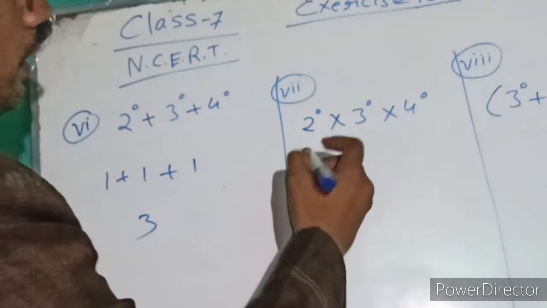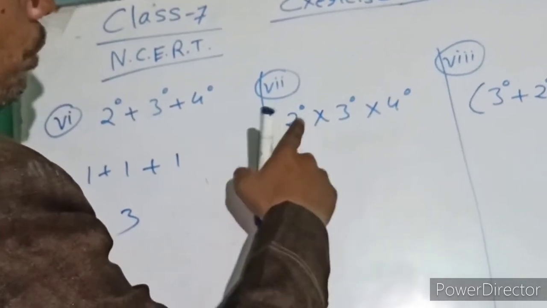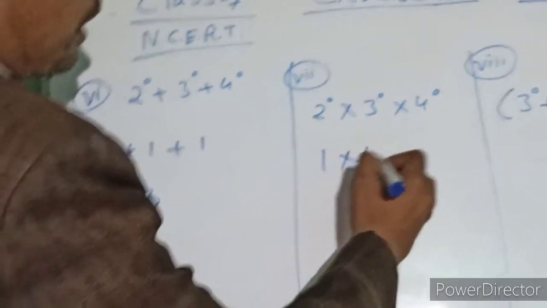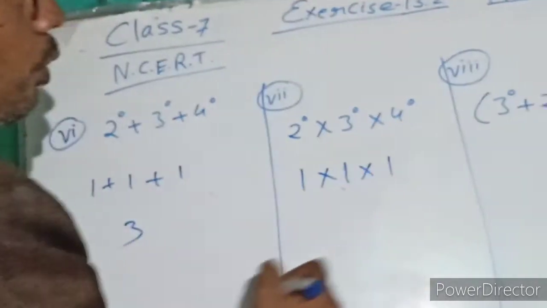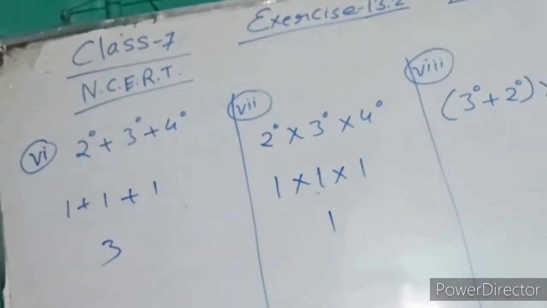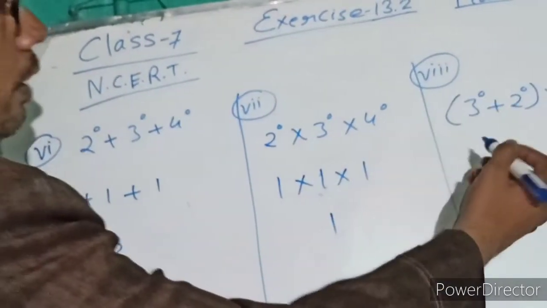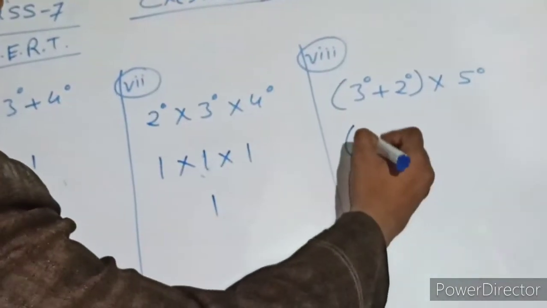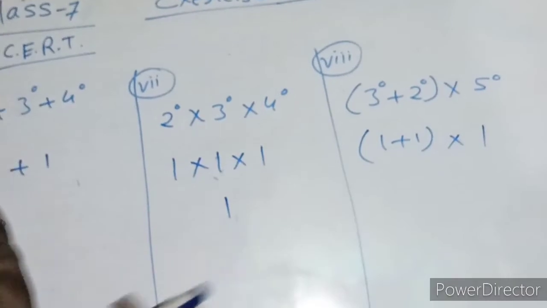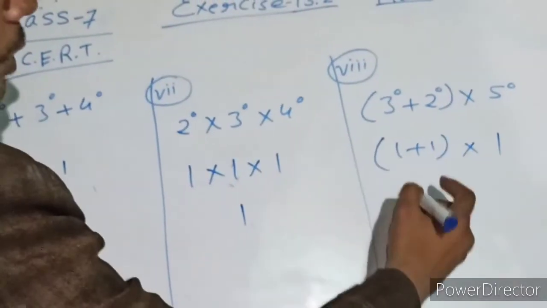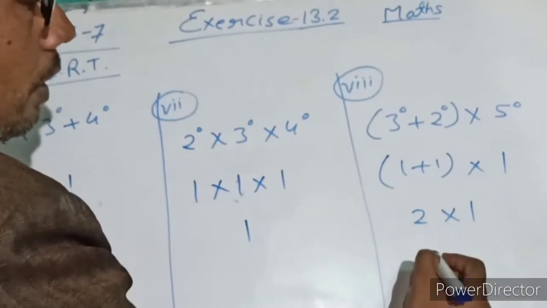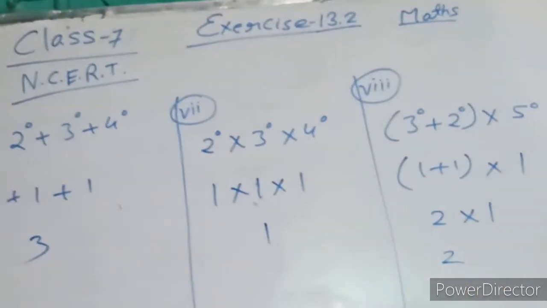Okay. Here also 2 raised to the power 0 means 1, 3 raised to the power 0 means 1, and 4 raised to the power 0 means 1. Now multiply them. 1 1s are 1, 1 1s are 1, and the answer is 1. And here also 3 raised to the power 0 means 1, 2 raised to the power 0 means 1, and 5 raised to the power 0 means 1. Now add them. 1 plus 1 is 2, and 1. 2 ones are 2. So this is the answer.